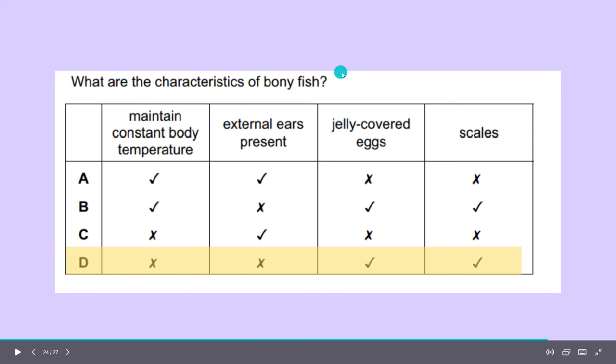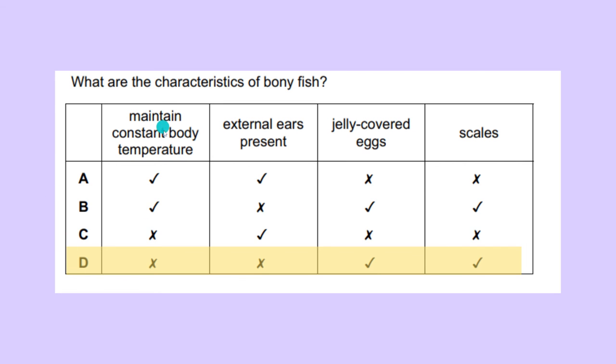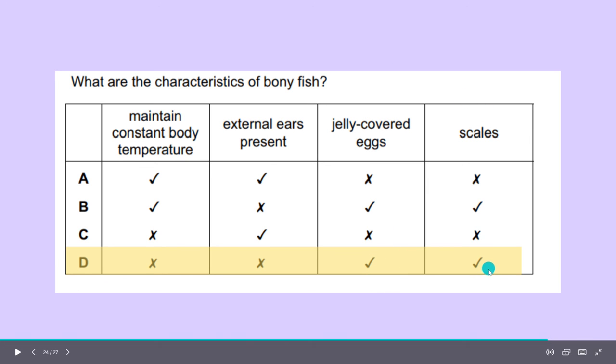Then the characteristics of a fish. They are ectotherms, so they do not maintain a constant body temperature because they're cold-blooded. They don't have external ears, yes, and their eggs are covered in a yellow substance, yes. They have scales, yes, so the answer should be D.